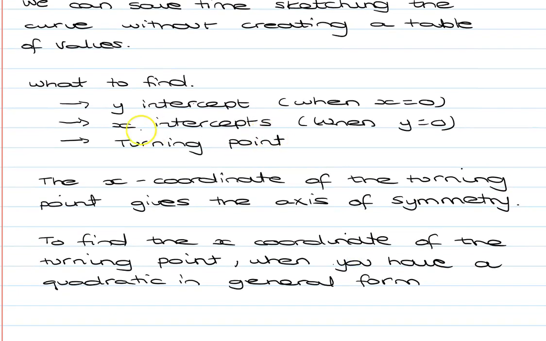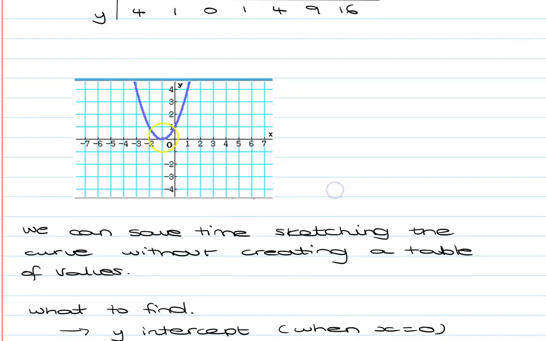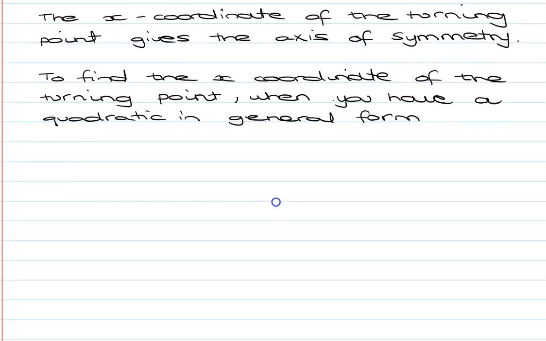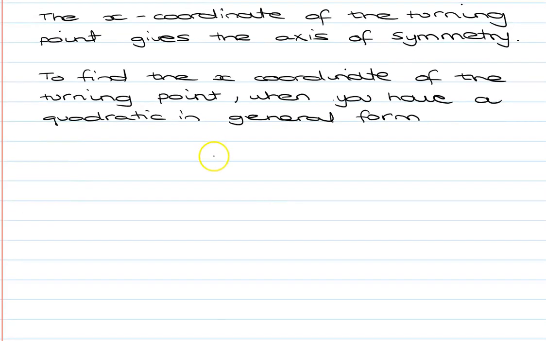Now let's talk a little bit more about this turning point. Up to now, you should know that the x-coordinate of the turning point gives the axis of symmetry. So here we can see the turning point x value is -1. So x equals -1 is the axis of symmetry within this graph. Now, what I've written here is the x-coordinate of the turning point gives the axis of symmetry. So to find the x-coordinate of the turning point when you have a quadratic in general form, you can use this equation, -b divided by 2a.